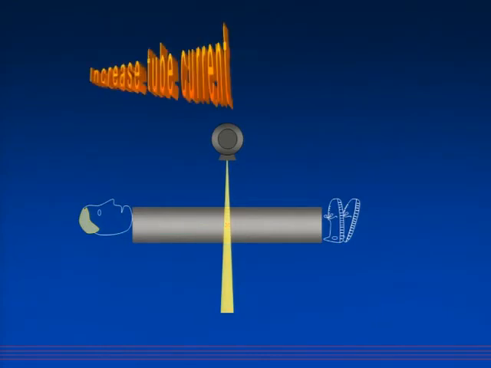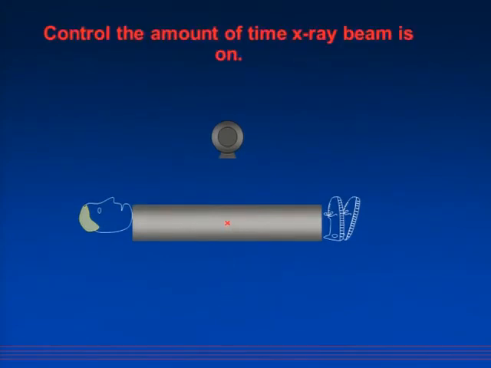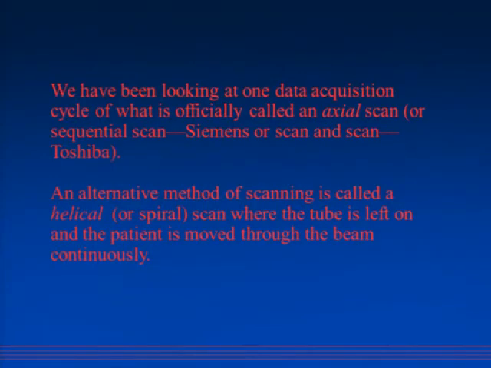So we can increase the current, and that will increase the radiation dose. We can decrease the current, and that will decrease the radiation dose. Or we can control the amount of time the X-ray beam is on. These apply to everything, but they apply in particular to the axial scan, where the table is fixed during the application of radiation. We have been looking at one data acquisition cycle of what is officially called an axial scan. Sometimes it's called a sequential scan. That's Siemens terminology. And scan and scan is a term that Toshiba often uses.